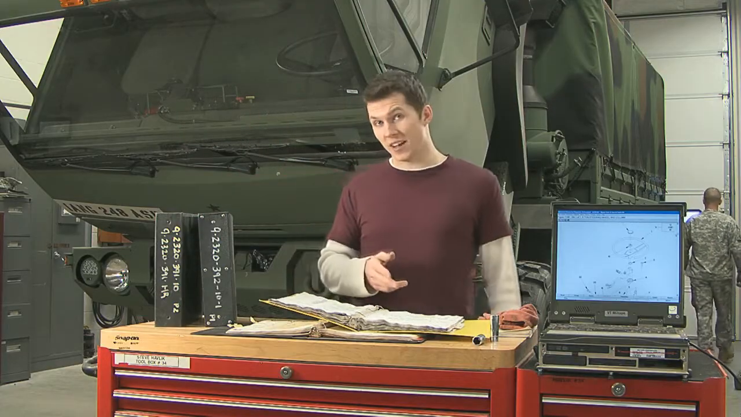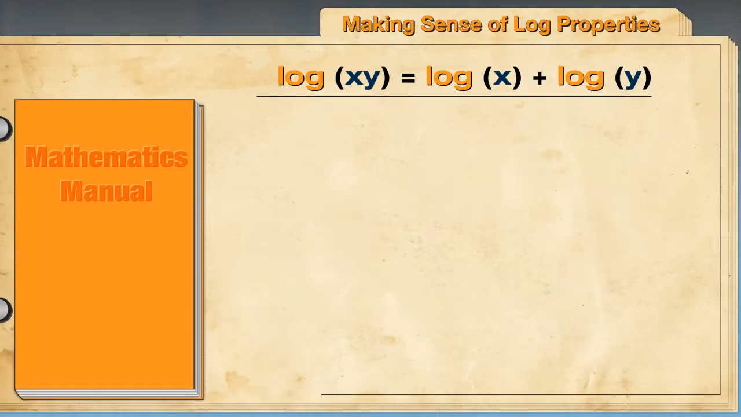In a sense, math is like that. Take log properties. We use them all the time, but to really understand why they work, we need to prove them. To do this, we're going to consult our math manual. Let's look under the hood and get another problem solved. We'll start by looking at this property. Log of the quantity x times y equals the log of x plus the log of y. If we want to prove this, we need to show that the left-hand side is equivalent to the right-hand side.